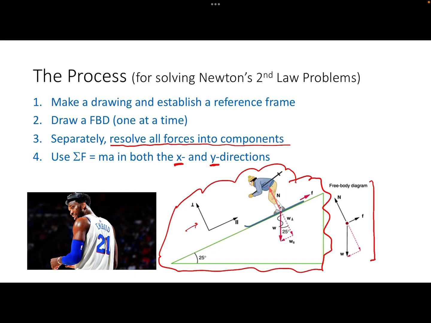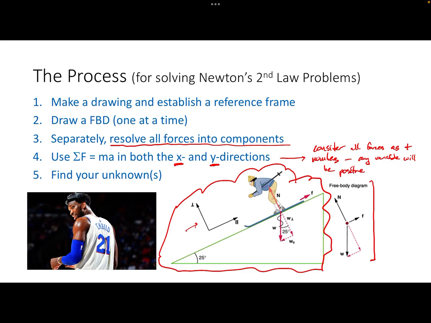And then once we've set up our equations, we use those to find the unknowns. And there's a couple little tricks to this. One, and I think probably the most important, is that when we are using Newton's second law, we are going to consider all forces as positive numbers. So any variable that represents a force will be positive. In other words, if you tell me that some applied force is 5 newtons, I don't know what the direction of that is. Okay?